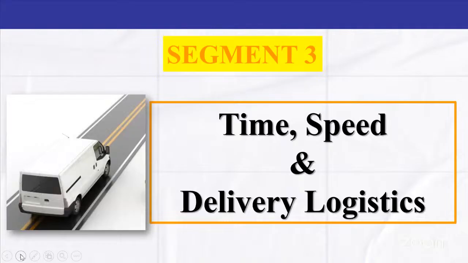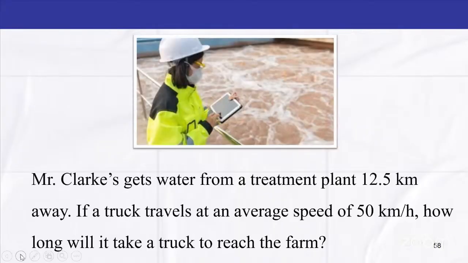All right, so we're in segment 3 now, where we're talking about time, speed, and delivery logistics. And here is our question. Mr. Clark gets water from a treatment plant 12.5 kilometers away. If a truck travels at an average speed of 50 kilometers per hour, how long will it take the truck to reach the farm? Did anyone answer this part of the question before?